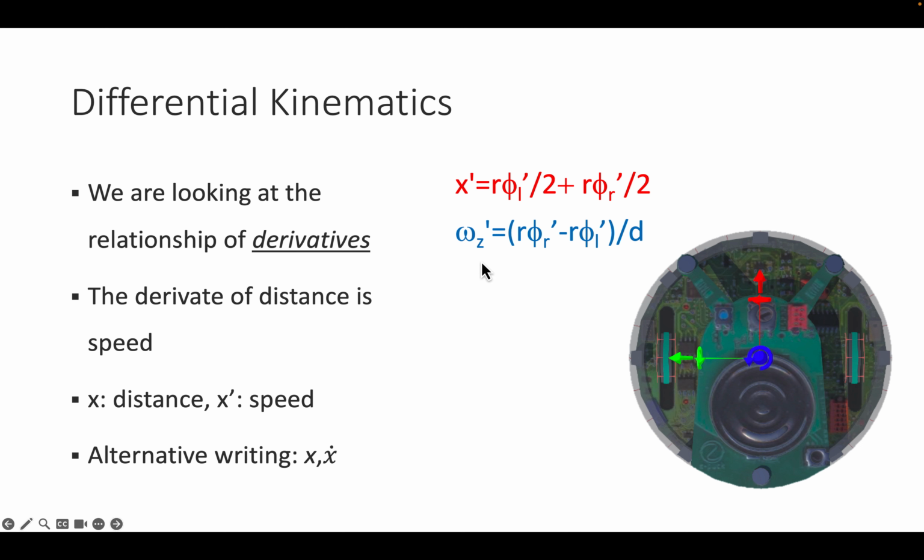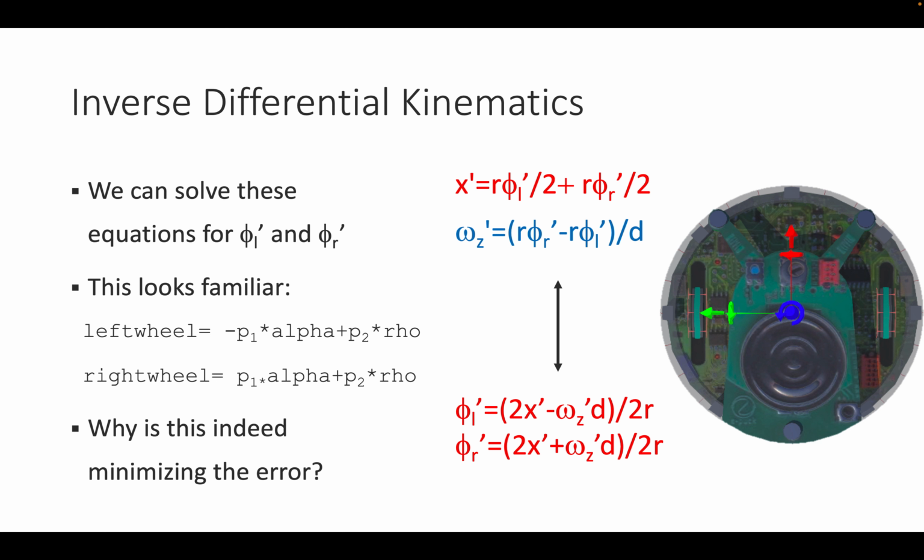The notation using the apostrophe is equivalent to putting a dot over the variable, which you might be more familiar with. In this lecture we're using both notations. Now you can also do the inverse. These are still just variables, so even though these are speeds, I can now convert from Cartesian speeds to wheel speeds by just inverting these equations.